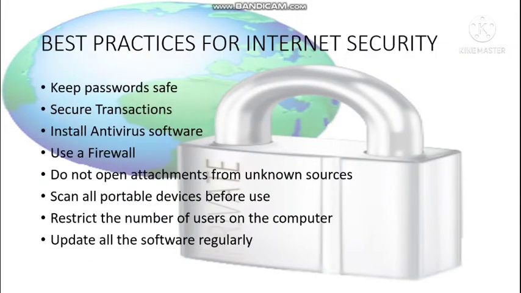Now, best practices for internet security. What you can do for keeping your system safe. Okay, so you can keep your password safe. You can go for secure transactions, like you can check whether a padlock icon is there before the site or not. If that padlock icon is open, it means that site is not safe. Install antivirus software. Use a firewall.